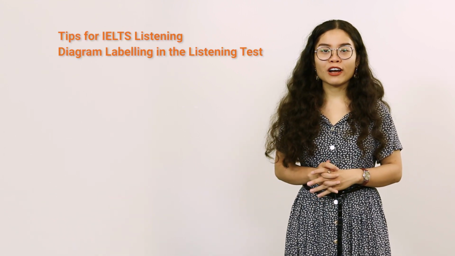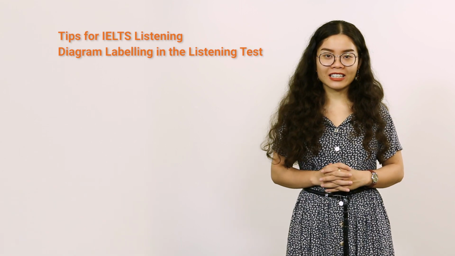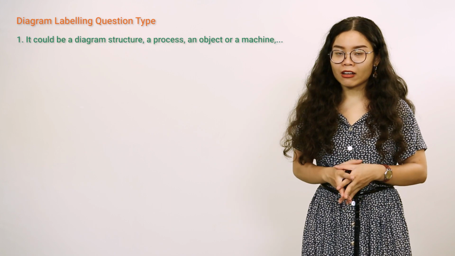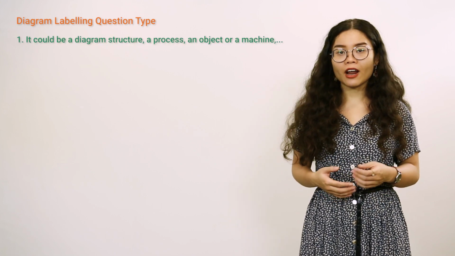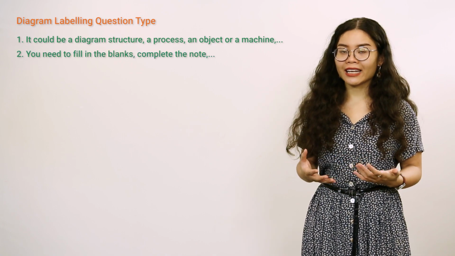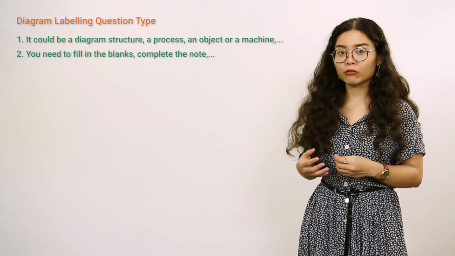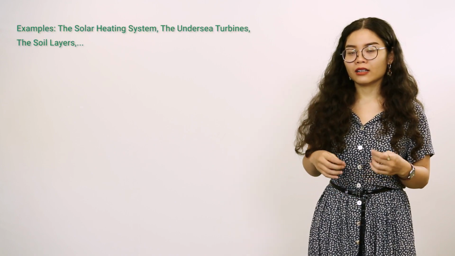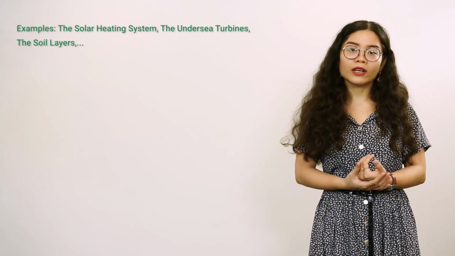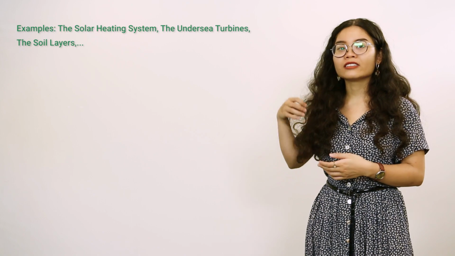So today's lesson we will cover the diagram labeling in the listening test. In the diagram labeling question type, you will be given a diagram of a structure, a process, an object, or a machine. And you would either fill in the missing blank in the diagram or complete the notes within the diagram. Some of the common examples that you might encounter when you do your practice of the diagram labeling will be a solar heating system, an undersea turbine, or even a soil layer diagram.